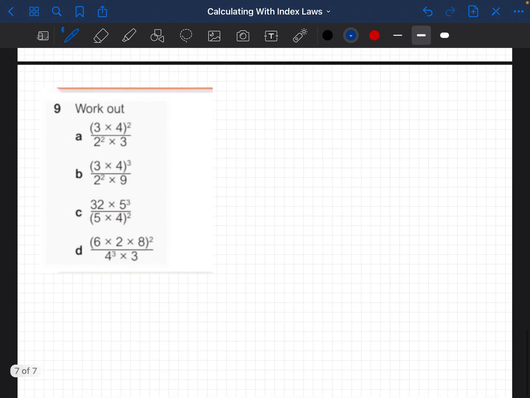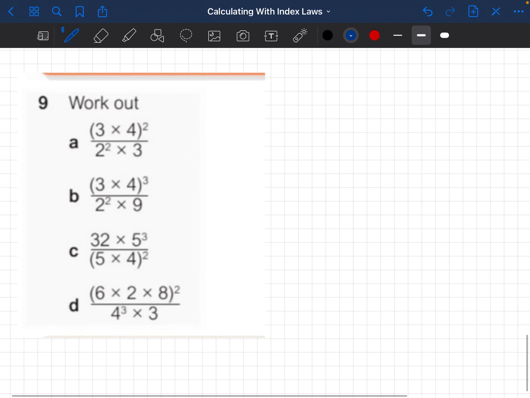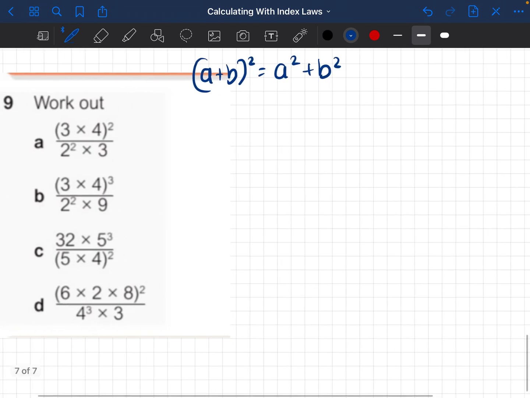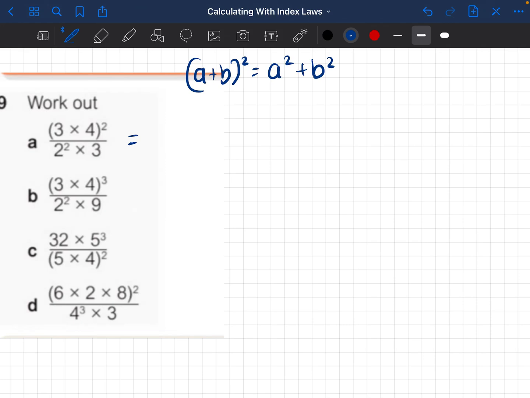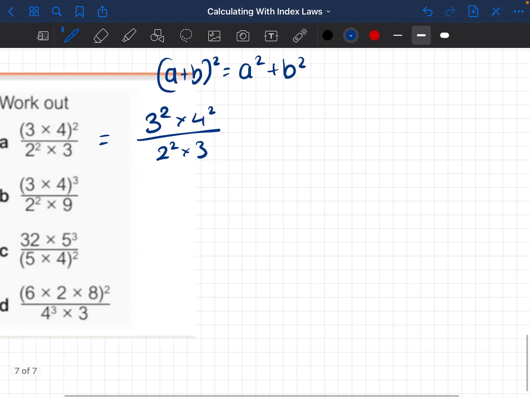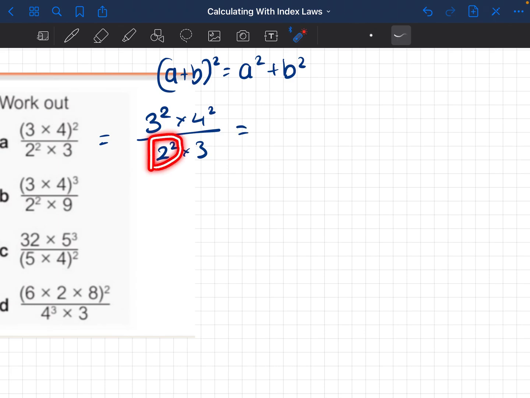Okay. Last but not least, I'm just going to show you the model for the first one. Anything in a bracket, (a times b) squared equals a squared times b squared. So the first one is going to become 3 squared times 4 squared all over 2 squared times 3. Well, the 3's cancel out. And look, you can rewrite this as well. What happens here? Just 2 squared.